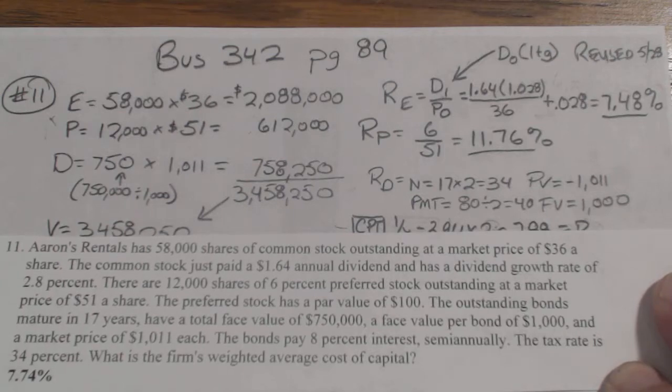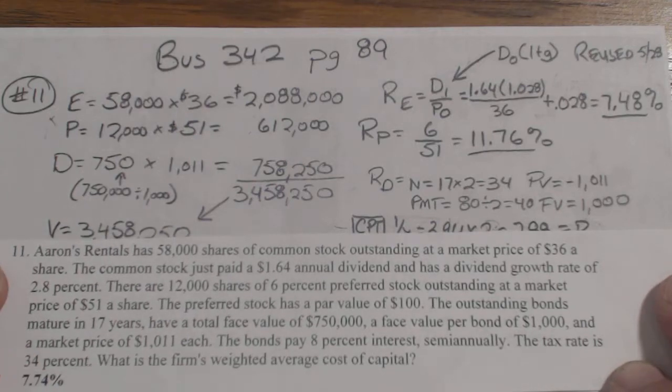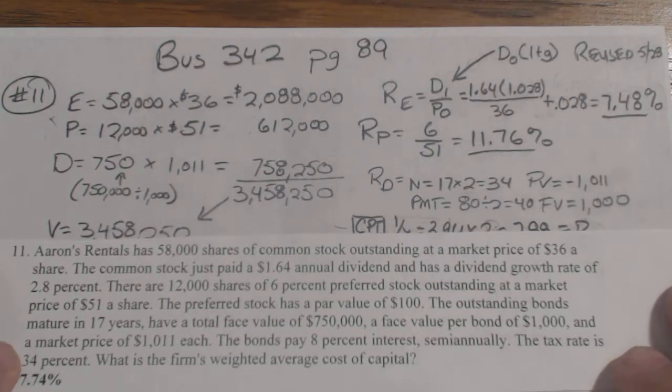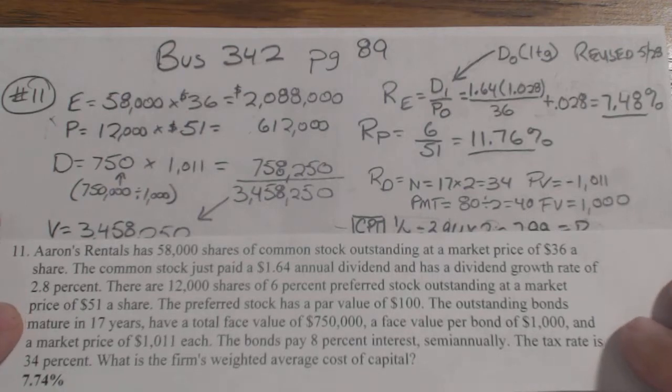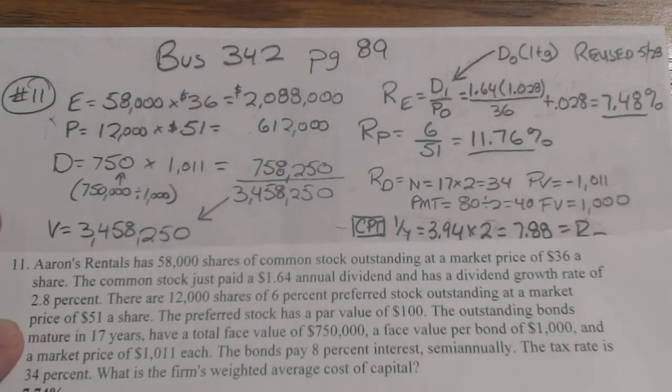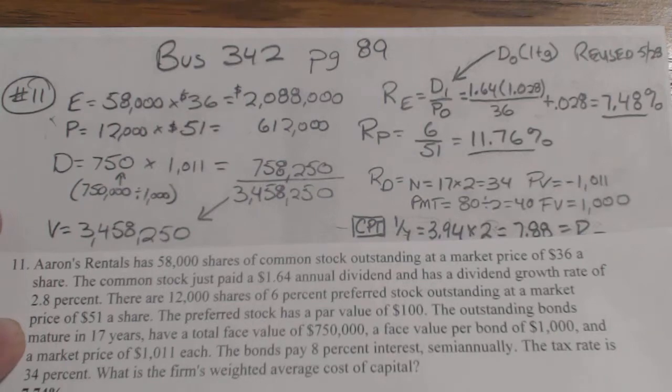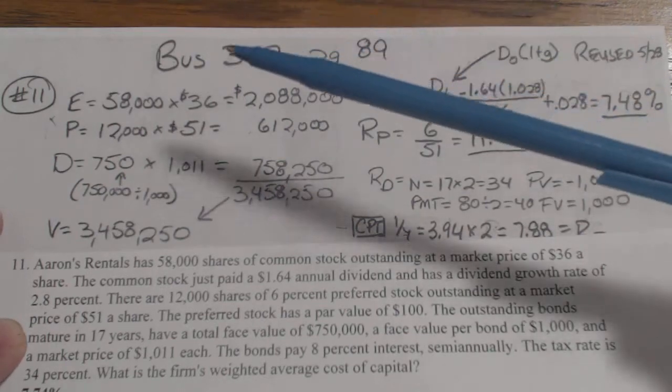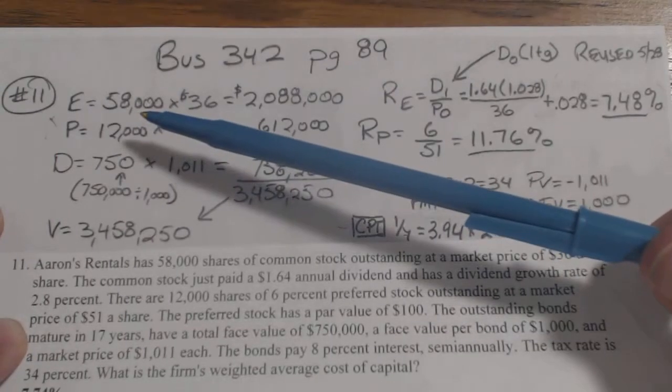And the tax rate is 34%. Remember, the tax rate only affects the debt. It doesn't affect the preferred or the equity because they're not tax deductible. What is the firm's weighted average cost of capital, the WACC? So you're figuring out everything this time. You need to figure out the weights, and you need to figure out the returns for the equity, the preferred, and the debt. So let's figure out the weights.